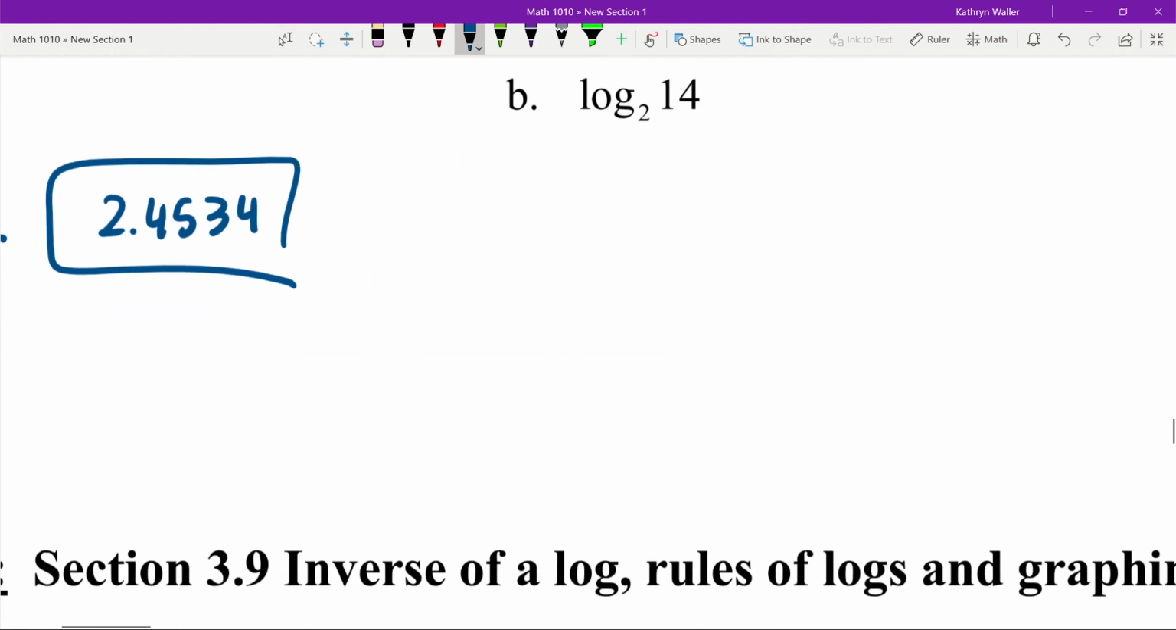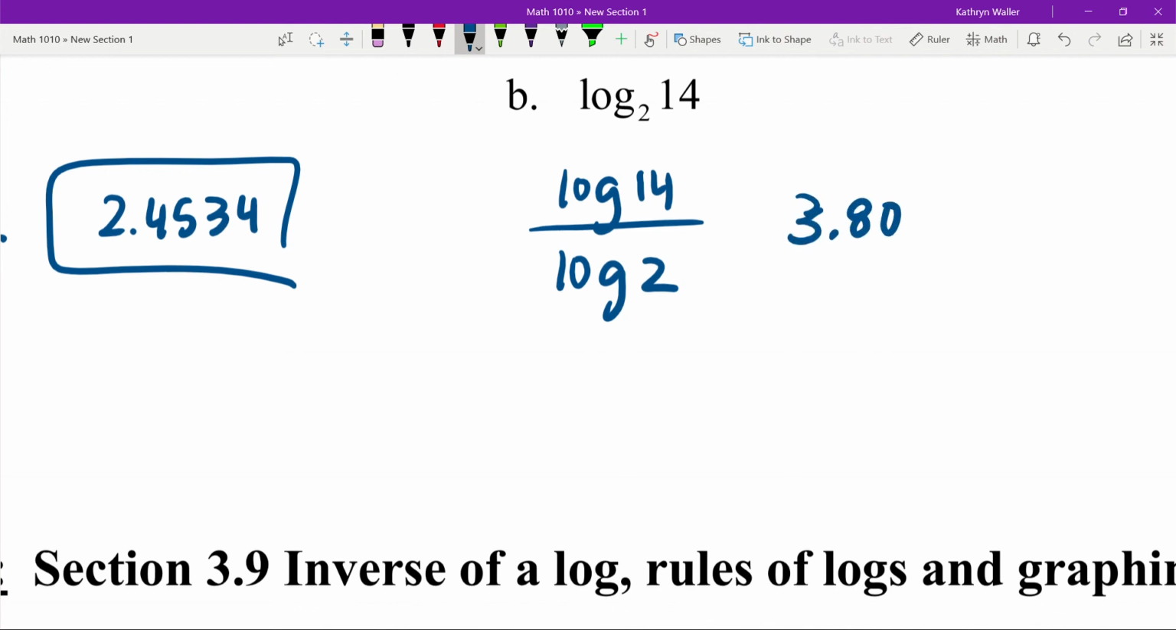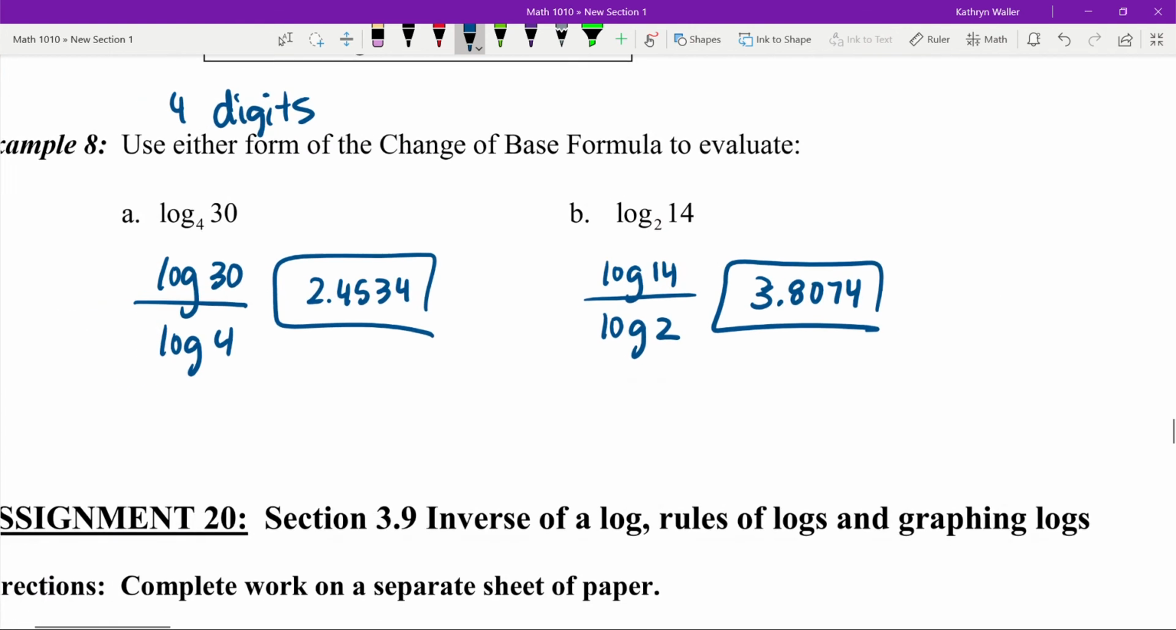Okay, let's do this guy. This is log 14 divided by log 2. You have permission to round. You have permission to write your answer in an imperfect manner. Never do it unless you have permission. Log 14, close it off, divided by log 2, close it off. Your answer is 3.8074, box it, and you're done.